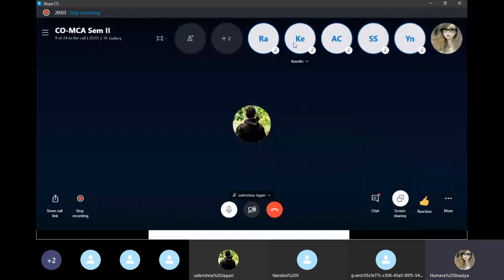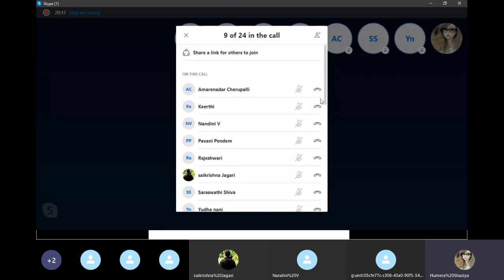Rajeshwari, Kirti, Amarinder, Saraswati, Yudha, Sai Krishna, Pavani.